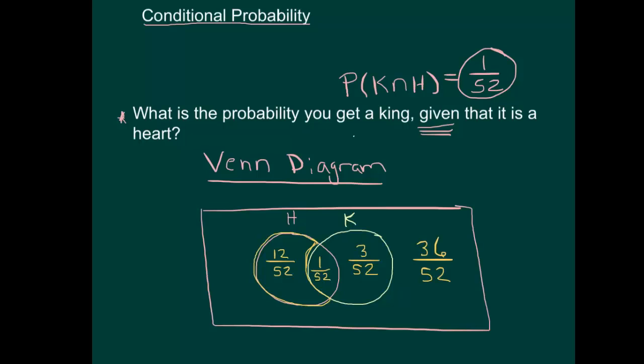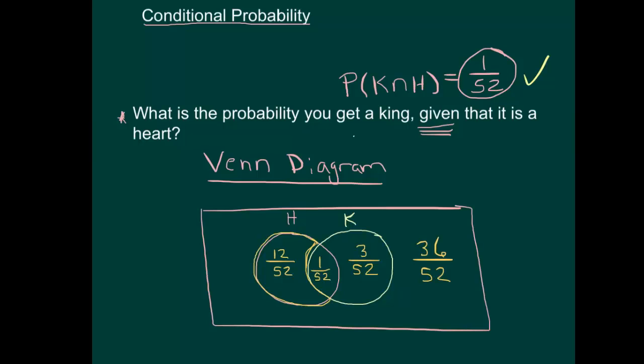Now this diagram helps us answer the question very easily. What is the probability you get a king given that it is a heart? Well, first let's re-examine the first question we asked above. It said, what is the probability of getting a king of hearts? That you can just read off by going to the correct section of our diagram. The king of hearts section is the one that's shared by both. That's 1 out of 52. That gives us this answer without any work.